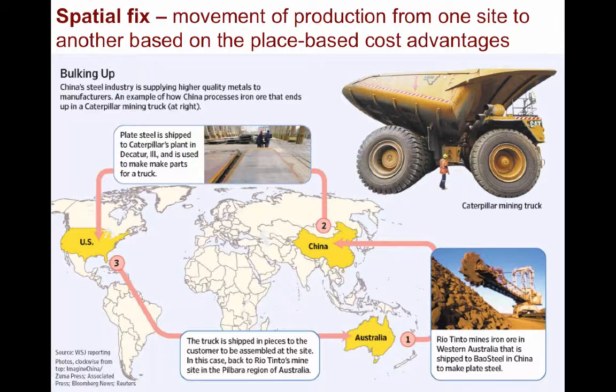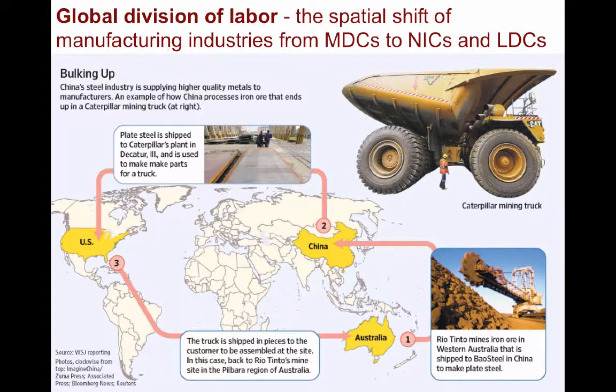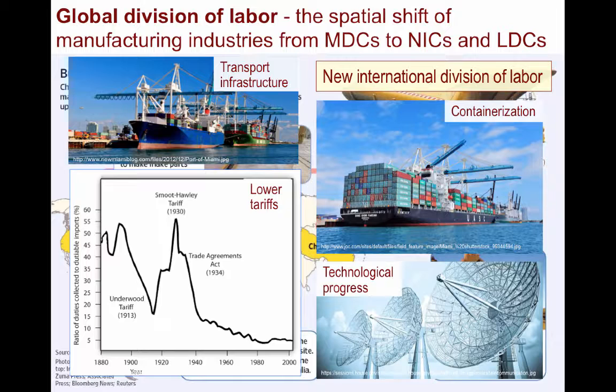This helps illustrate the global division of labor, which in part involves the spatial shift of manufacturing industries from MDCs to NICs and LDCs. Keep in mind, this has all been possible through a convergence of a myriad of factors, including transport infrastructure, containerization, technological innovations, and lower tariff rates. The locations of production concentrate around resource and transport nodes.